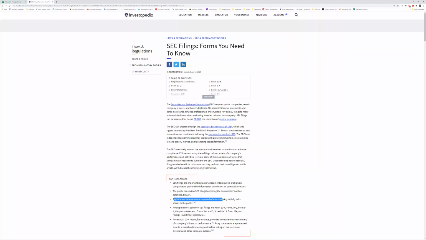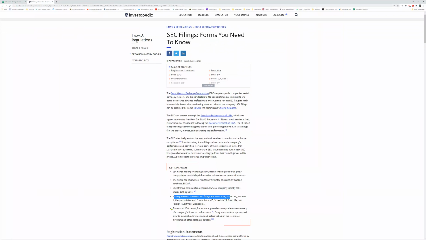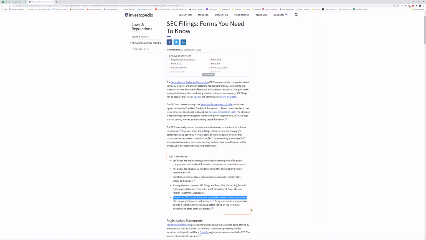Registration statements are required when a company initially sells shares to the public, right? That's the IPO. Among the most common forms of SEC filings are the 10-K, 10-Q, Form 8-K, proxy statement, Forms 3, 4, and 5, Schedule 13, and the Form 114, foreign investment disclosures. The annual 10-K report, for instance, provides a comprehensive summary of companies' financial performance. Proxy statements are presented prior to shareholder meetings before voting on the election of directors and other corporate actions.